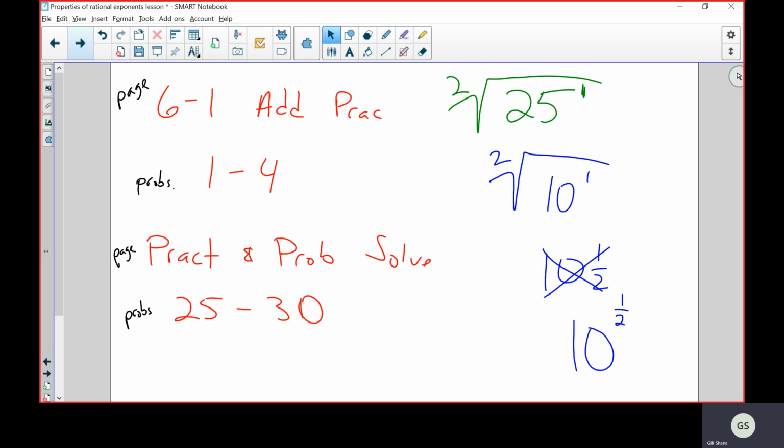It needs to be in the format of that 10 to the 1/2, the bottom blue one. Just do this right now. We're just doing that. All of those look good.